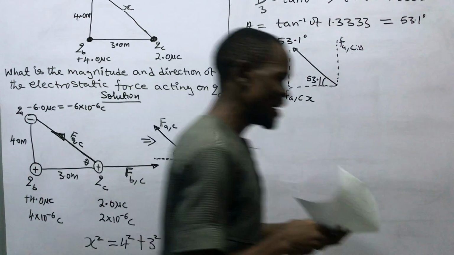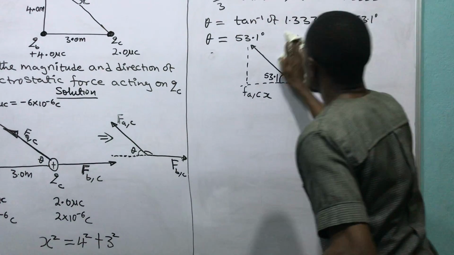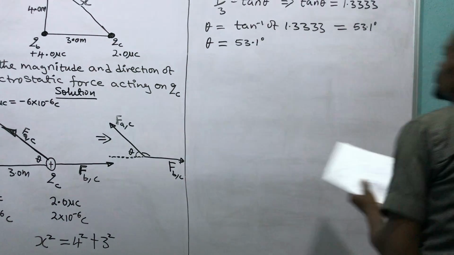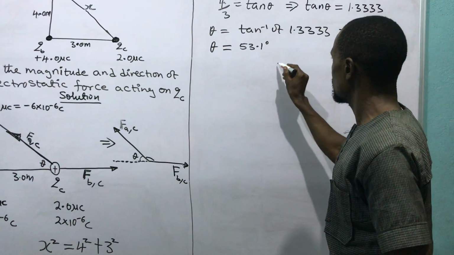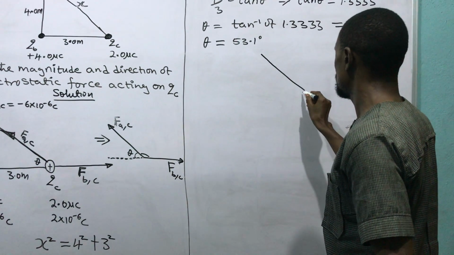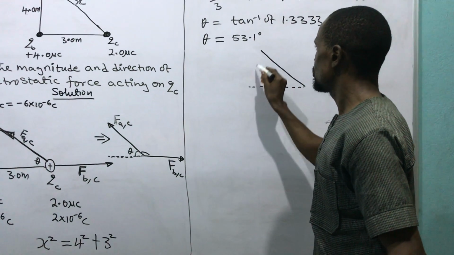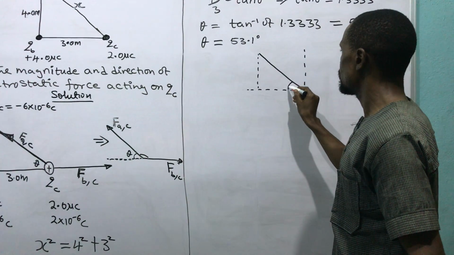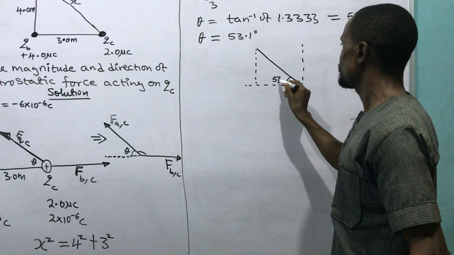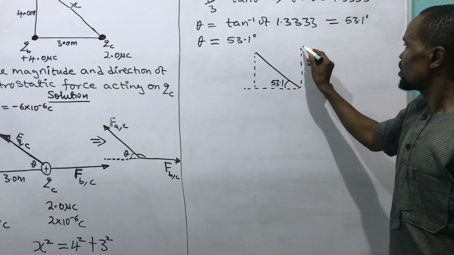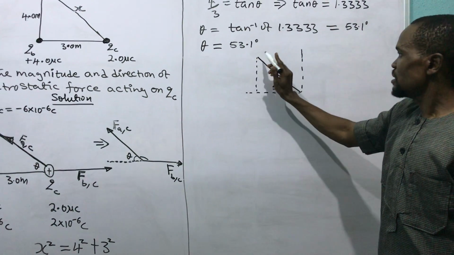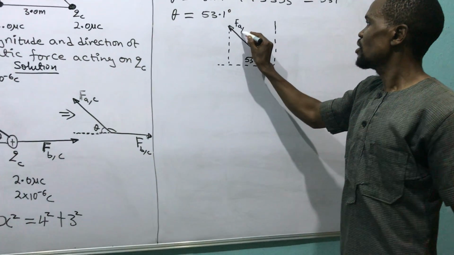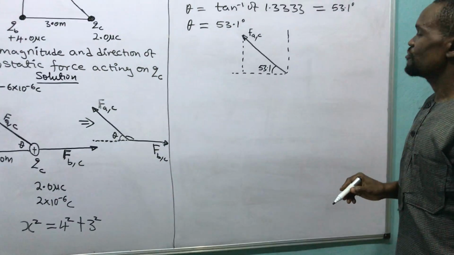Okay, let's clear it. Let me draw it properly for you to really understand it. I have this. Look at the force. Watch the force. Look at this, and look at this. And this is 53.1. This side is the resultant force, the force FA on C.